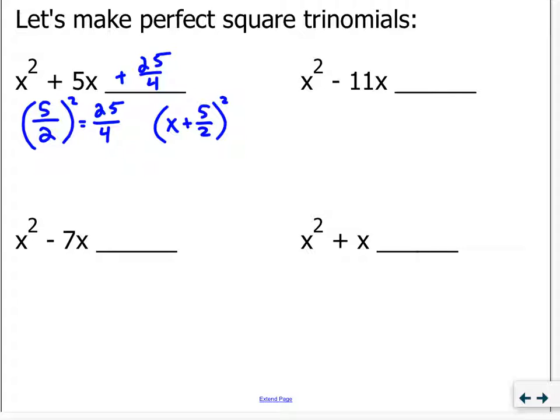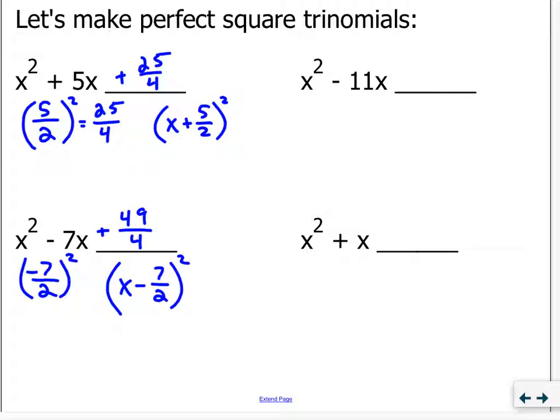So the bottom one, we'll do that one together. I'm going to take my negative 7, divide it by 2 and square it. Negative 7 squared is 49. 2 squared is 4. Hey, is the denominator always 4? Yeah, because you're squaring 2. Let's factor it now. x minus, the square root of 49 is 7. Square root of 4 is 2. There we go. You try the top right one. Tell me how you do.